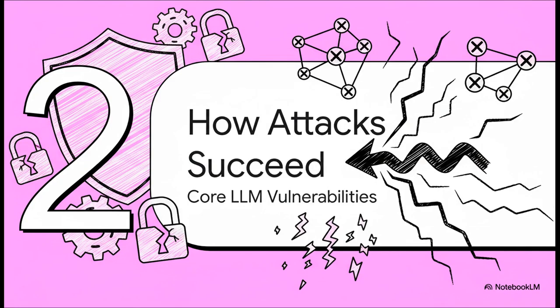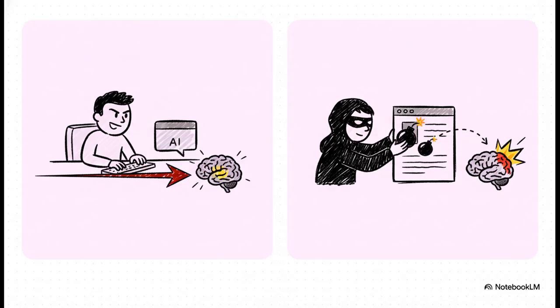So, to defend against these attacks, we first have to understand why they're so successful. This isn't just a bug in one single application. The vulnerability is actually fundamental to how most of these large language models are designed today. These attacks really come in two main flavors. You've got direct injection, which is the straightforward one we've been talking about, where a user just types malicious commands right into the chat.